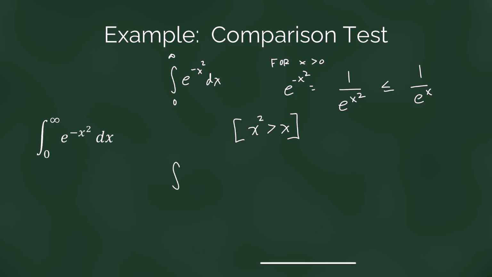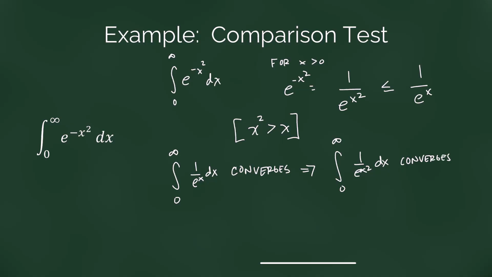We know already, because we did it earlier, that the integral from 0 to infinity of 1 over e to the x dx converges. And so that tells us that the integral from 0 to infinity of 1 over e to the x squared, which is the one we started with, also must converge. Now notice we have not found a specific value for it, but we do know that it converges and that it is going to be less than our original value.